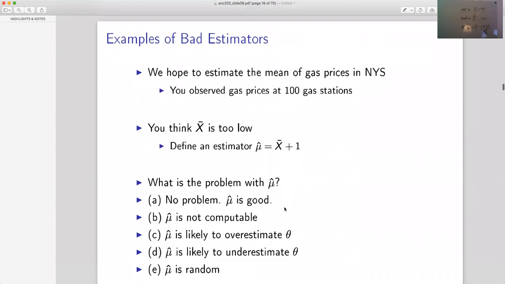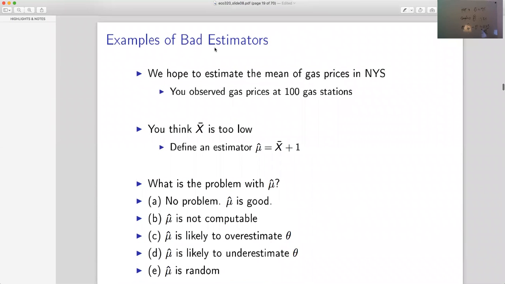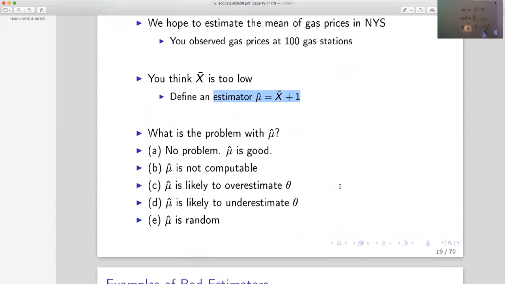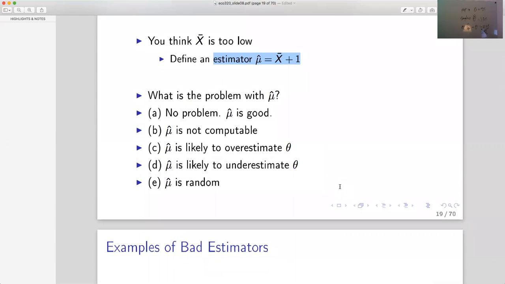So let's look at an example of a bad estimator. We hope to estimate the mean gas price in New York State. So we observe the gas price at 100 stations. Let's say I think X bar is too small, so I define an estimator of this. What is the problem with all this? Take a look at that. I'm going to move to the next section, so try to look at that. Okay, you might want to pause it.